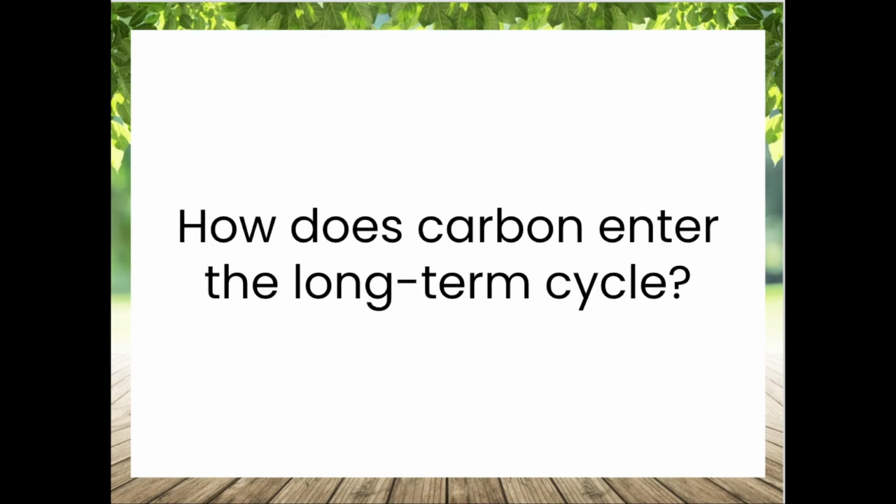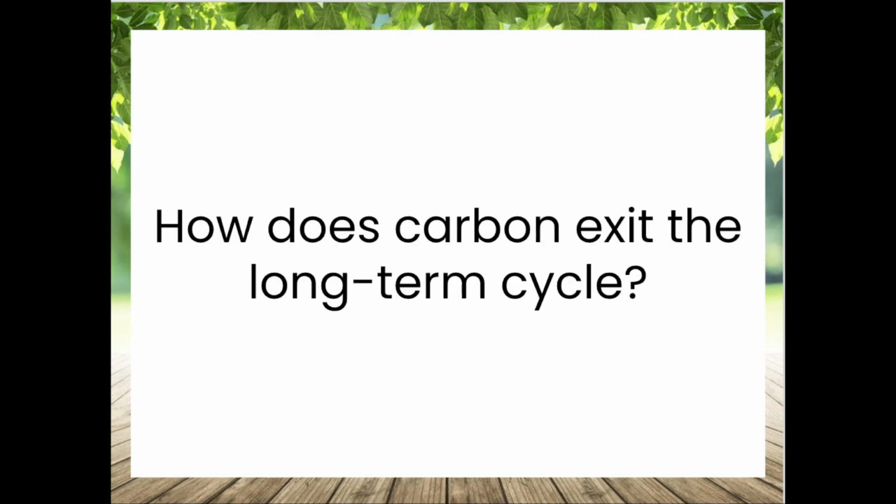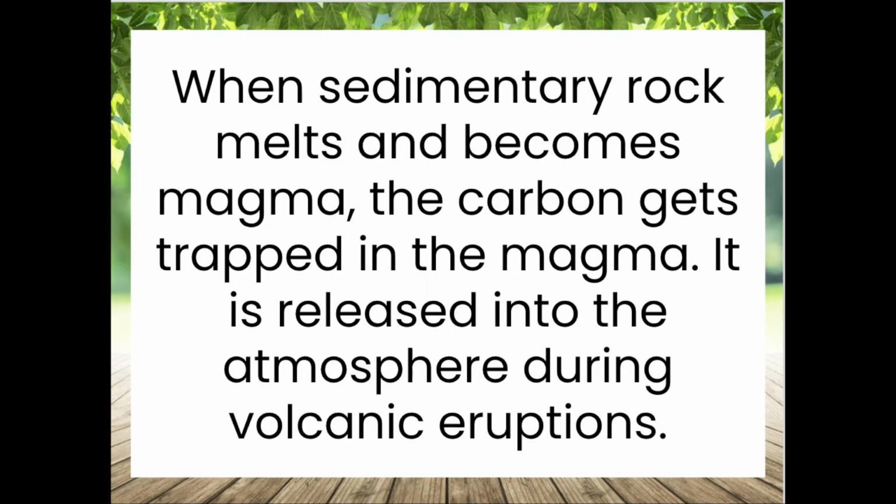How does carbon enter the long-term cycle? Carbon dioxide combines with water to form carbonic acid that dissolves rock and releases calcium ions. Calcium ions combine with dissolved carbon dioxide to form calcium carbonate. The calcium carbonate becomes a part of sedimentary rock. How does carbon exit the long-term cycle? When sedimentary rock melts and becomes magma, the carbon gets trapped in the magma. It is released into the atmosphere during volcanic eruptions.